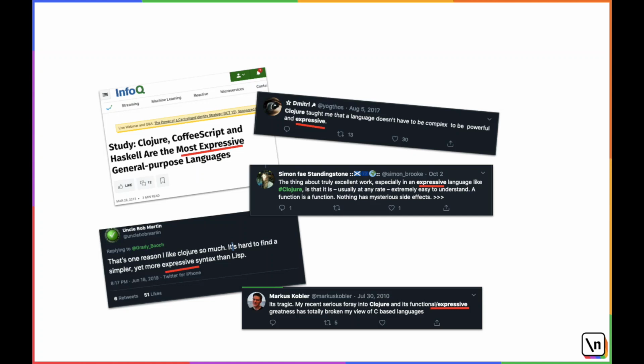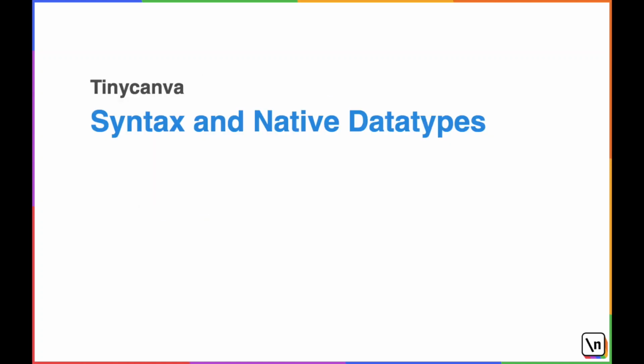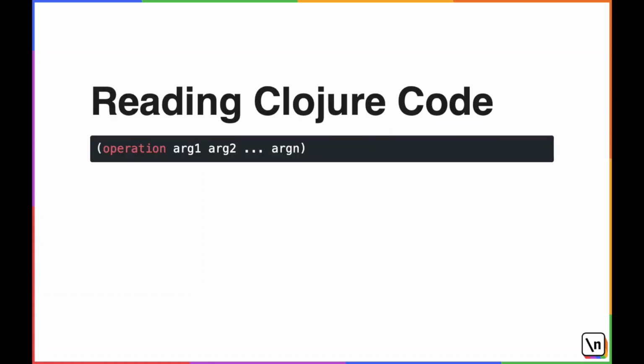Clojure is considered to be an expressive language, and one of the reasons behind this is its syntax and native data types. If you don't come from a Lisp background, you might find it hard to read Clojure code at first. But we are in luck today because Clojure has just one syntactical rule. Elements inside parentheses are elements of a list. The first element of the list is the function or the operation that you want to execute, and all other elements are the arguments to this operation.